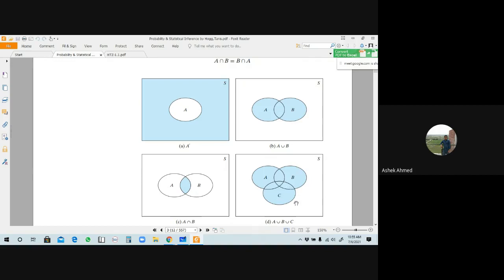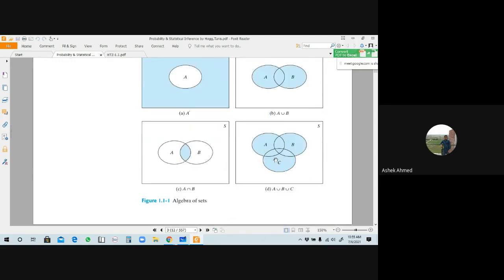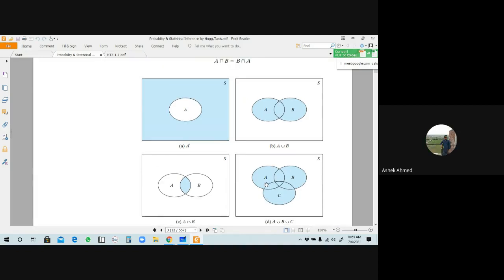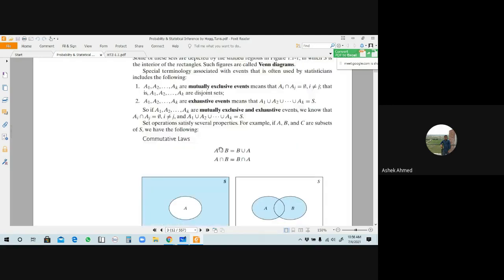Tell me for this case, the shaded region will be A union B, A union C. Understand? Here you have to know that S represents the universal set. Okay, S represents the universal set here, that we can say is the sample space.